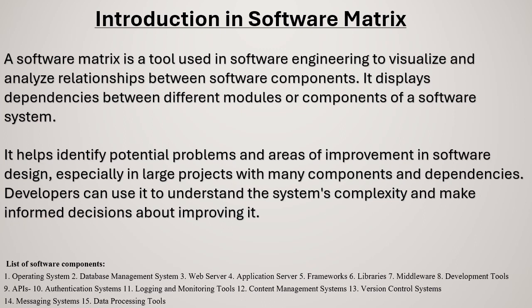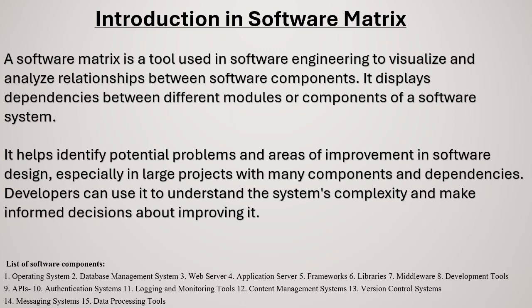So it helps identify potential problems and areas of improvement in software design, especially in large projects with many components and dependencies. Developers can use it to understand the system's complexity and make informed decisions about improving it. For example, let's say a software development company is working on a large project that involves multiple components and dependencies. They decide to use a software matrix to better understand the relationships between these components and identify any potential problems or areas of improvement.